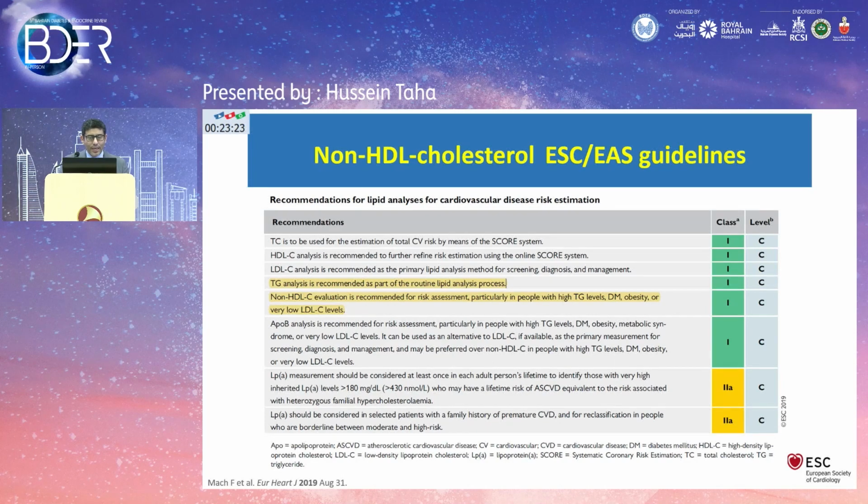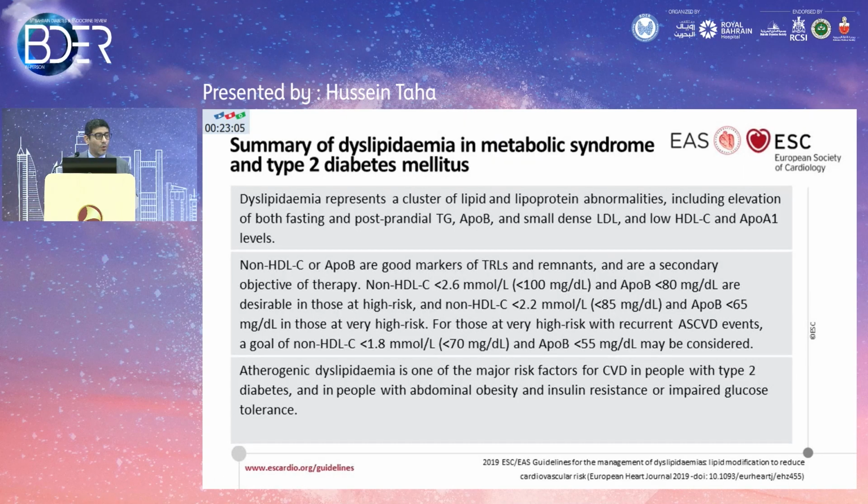In the guidelines, triglyceride analysis is recommended as part of the routine lipid panel. Non-HDL calculation is recommended in all metabolic disorders, metabolic syndrome, and in patients with diabetes and obesity. So, what is the summary of dyslipidemia and metabolic syndrome? Dyslipidemia represents a cluster of lipid and lipoprotein abnormalities, and when we talk about all those types, we are talking about the atherogenic dyslipidemia, as I stated: raised triglyceride, high small dense lipoprotein, and low HDL.